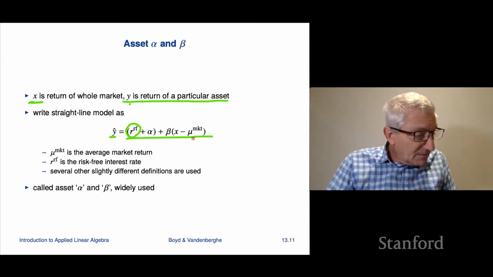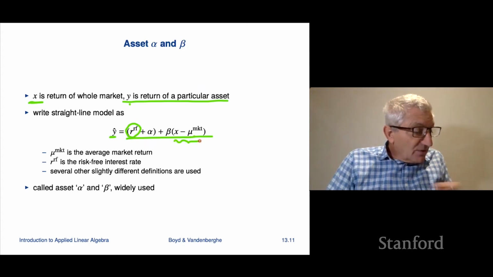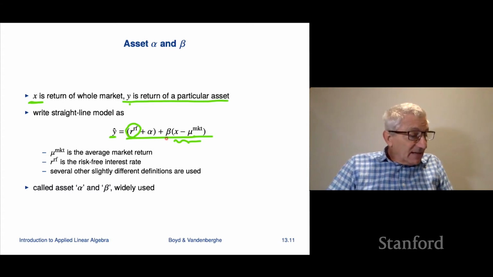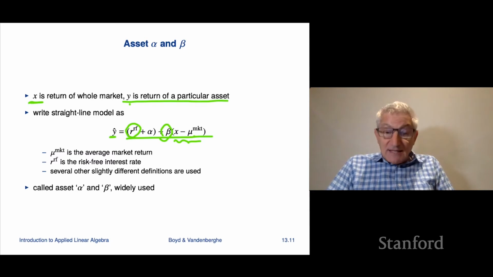But anyway, that's the mu market. And so if that is positive, it means that the market went up more than its average that day. If it's negative, it means it went down or not as much as its average. Then beta is what multiplies that to form the prediction, right? So these are referred to as, in this case, Apple's alpha and Apple's beta.